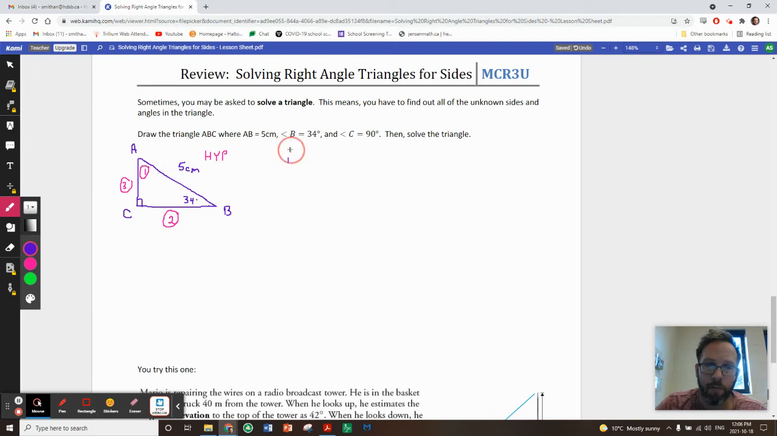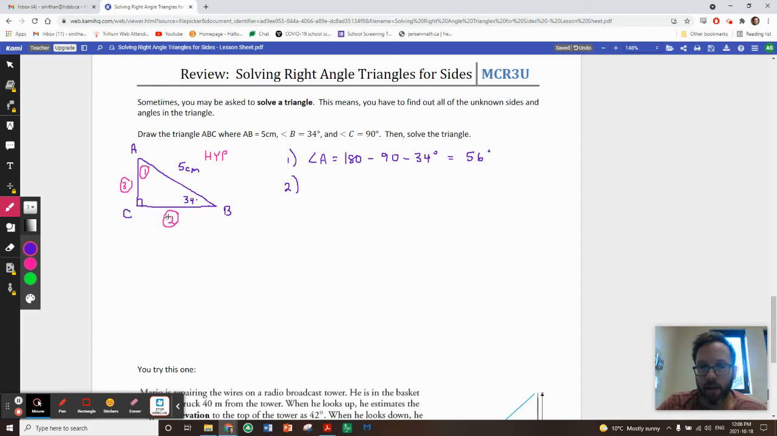So for step one, since all the angles have to add to 180, angle A should be 180 minus 90 minus 34. Whatever's left is what's for angle A. And that's 56 degrees. So angle A, 56 degrees, we've got that. Now we need all the sides. Don't get bogged down by choice. You have options here. We could have found side AC first, or we could find side BC. I just chose BC. So let's get after it.